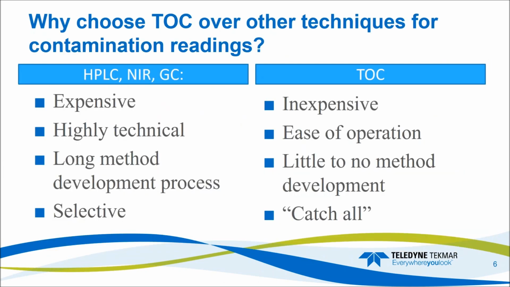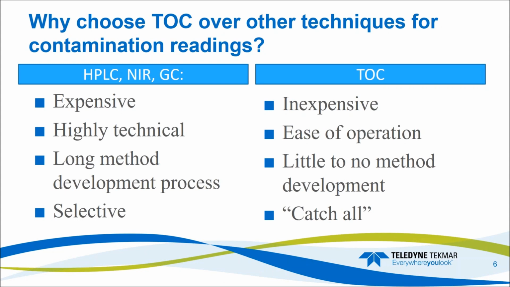Okay, so why would you choose TOC over other techniques for contamination readings? So obviously you could use a variety of chromatography methods. HPLC, GC, NDIR are all techniques used to find contamination in drinking water. The drawbacks to these instruments is they're typically much more expensive than a TOC analyzer, especially if they have a mass spec detector on them.